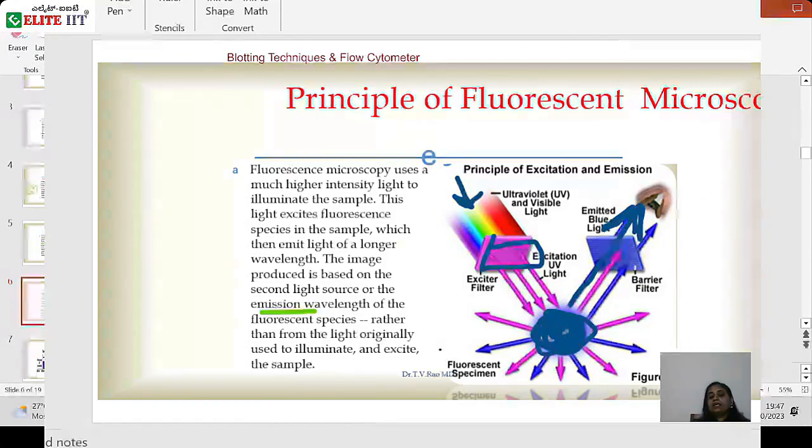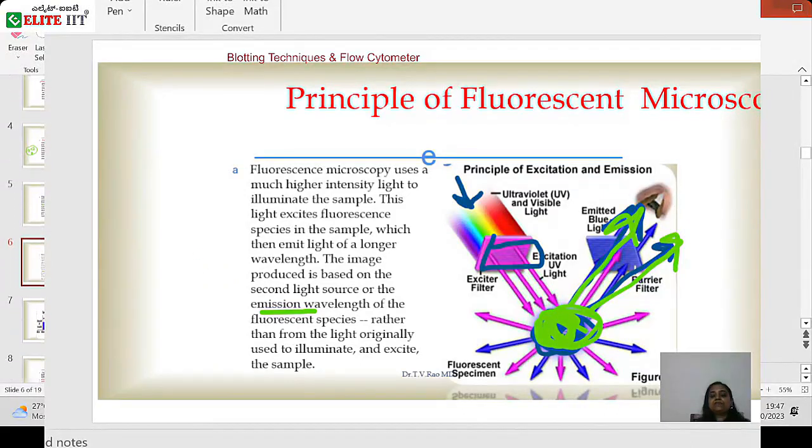And now, if the emission wavelength is for the green color, this compound will be green. If you consider that a green fluorophore is given, that means it will emit green color here. For different colors, different wavelengths are there. For different visible colors, different wavelengths are there.